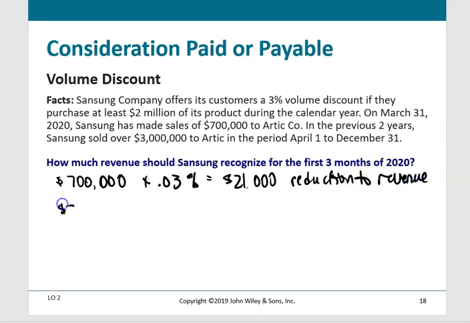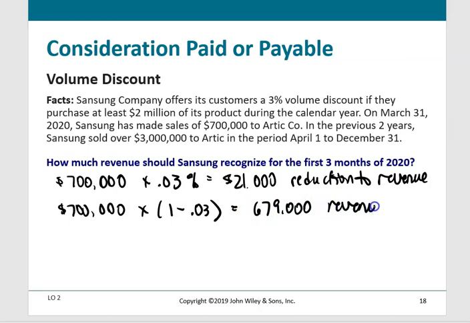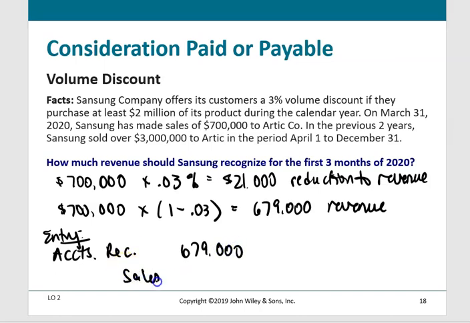Or we can look at this and say, what should the contract be for? 1 minus 3%, 97% of the 700,000, 679,000 is the revenue that we should record. And what would that entry look like? We would debit accounts receivable, they haven't paid us yet, and credit sales revenue.